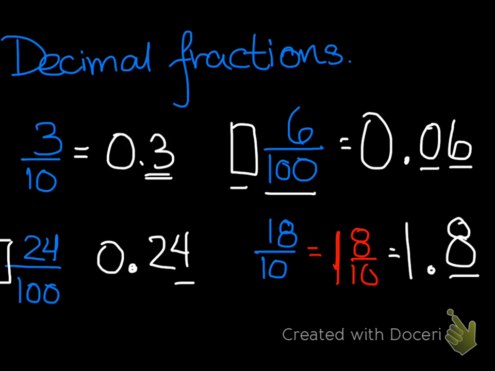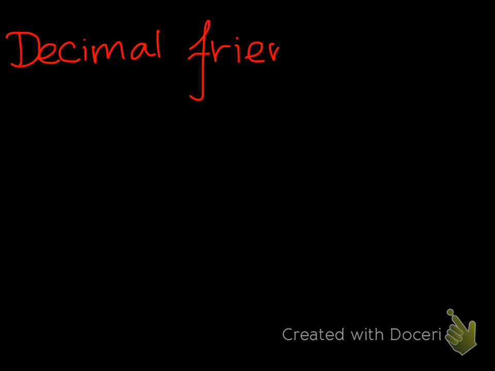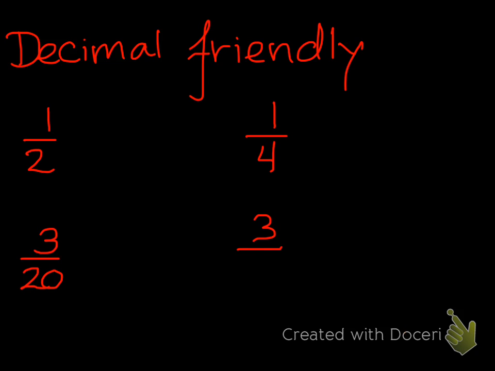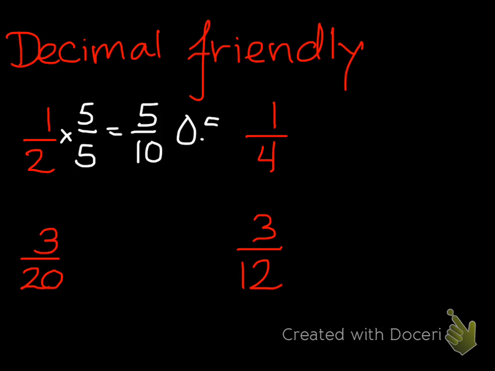All right, so those are decimal fractions. Let's take a look at decimal friendly fractions. We call these decimal friendly because even though they don't have a decimal denominator, we can change them pretty easily. So, for example, 1/2. I could make an equivalent fraction. I will just multiply this by 5/5, or it's like multiplying it by 1, and I'll get the equivalent fraction of 5/10. Voila, you've changed it to a decimal fraction. And then you can just easily write it 0 and 5/10.